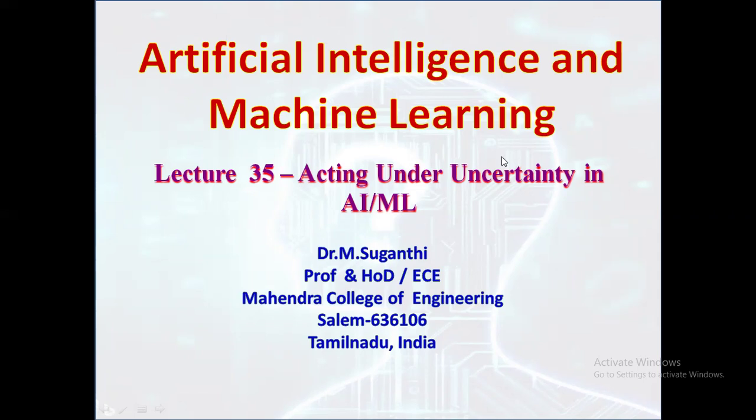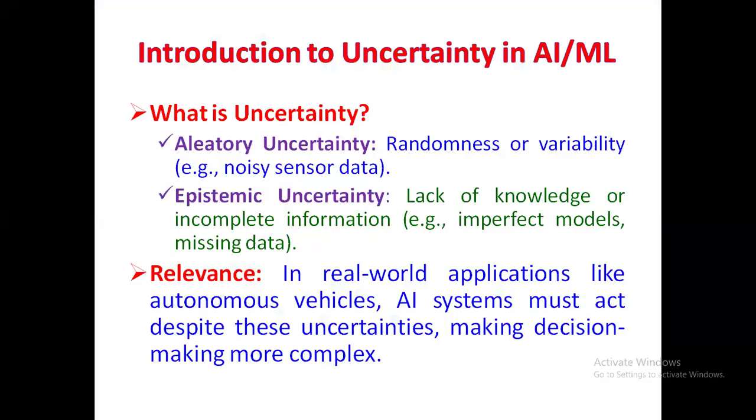And as I said, the case study we are going to see is autonomous vehicles. Autonomous vehicles are an ideal example of AI systems that must navigate uncertainty. These systems rely on data from various sensors to understand their environment, but the data is often incomplete or noisy. By focusing on autonomous vehicles, we will discuss the role of uncertainty in AI and the strategies used to handle it. First, we'll see the introduction to uncertainty in AI and ML.